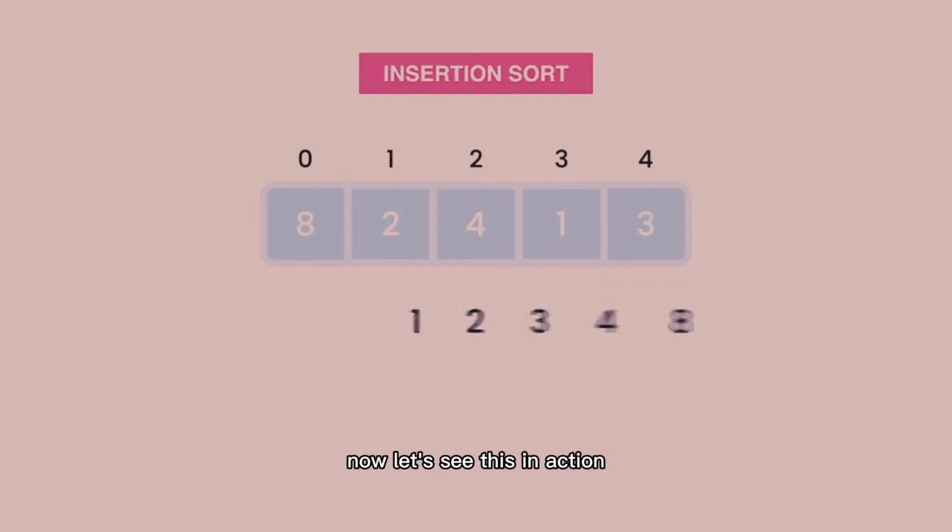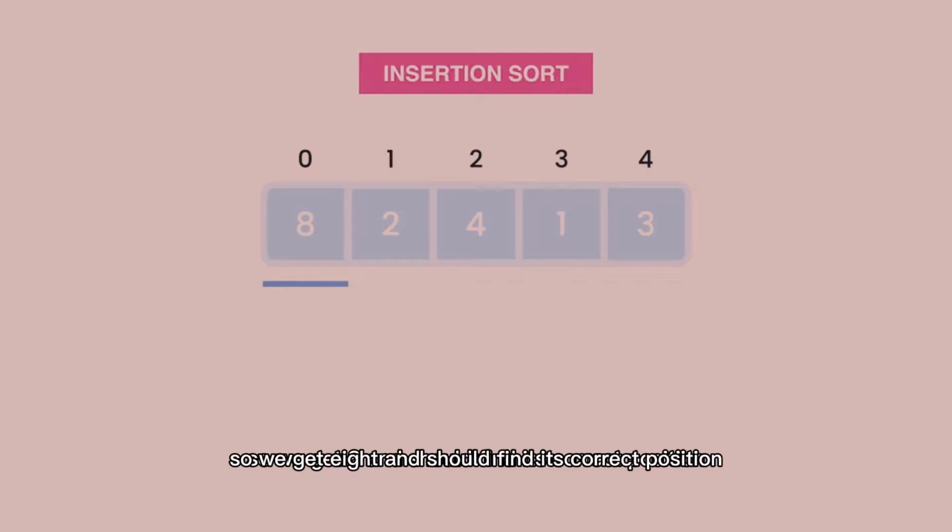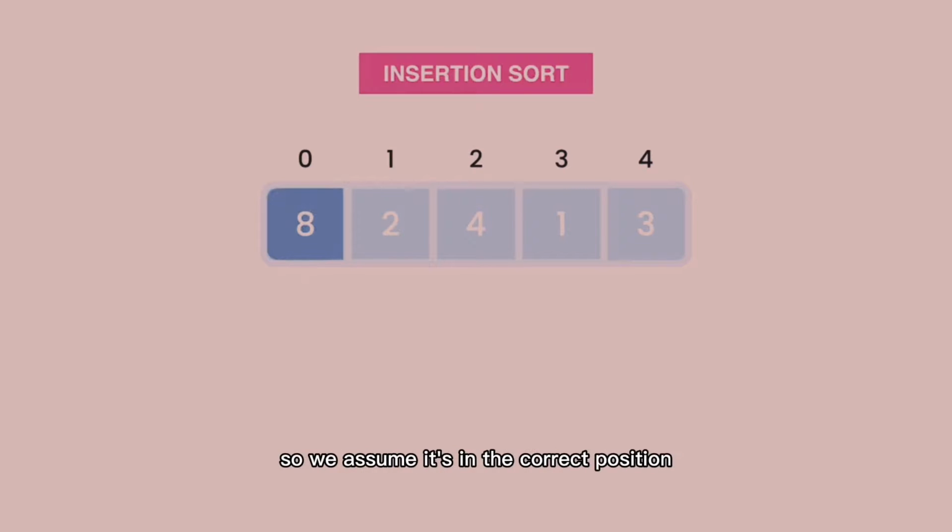Now let's see this in action. So we get 8 and should find its correct position amongst the items or cards we have taken so far. 8 is the only item we have seen, so we assume it's in the correct position. Next we read 2. We should insert it before 8, but how? Unlike the previous algorithms, we're not going to do a swap here. Instead, we're going to look at all the items we have seen so far. If they're greater than 2, we should shift them to the right to open space to insert 2.